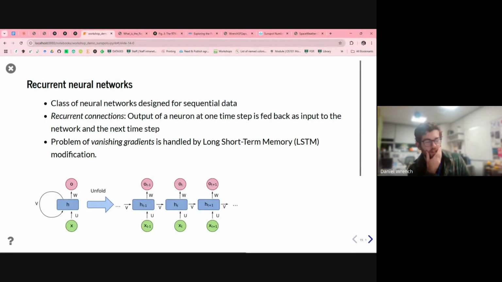Okay, so here's our first introduction to machine learning for time series.